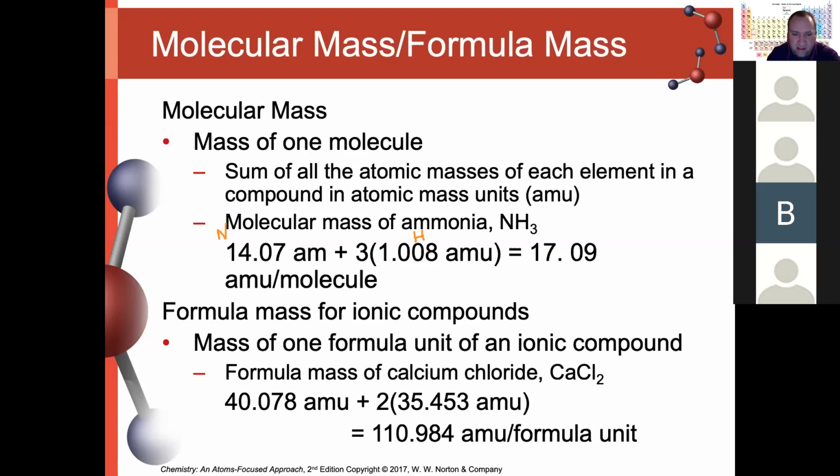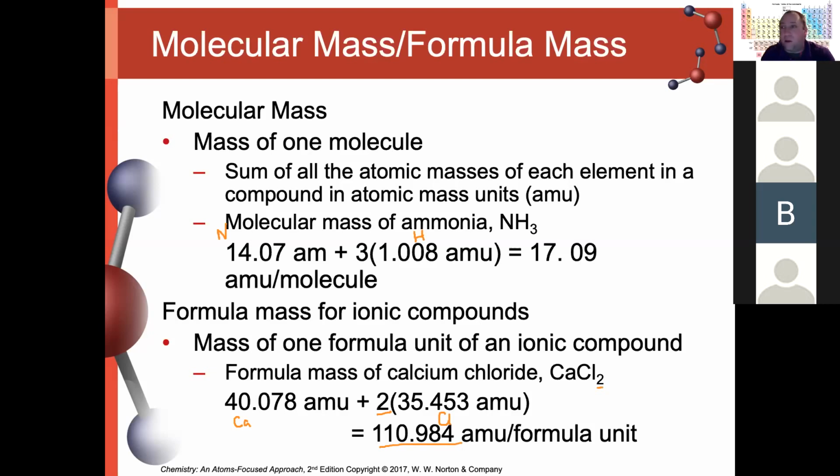I've got the molar mass of calcium, which is 40.08, and the molar mass of chlorine, which is 35.453. And there are two of them because there are two in the formula. So if I take that and add two of those to it, I get 110.984 as the atomic mass for the formula unit of calcium chloride.